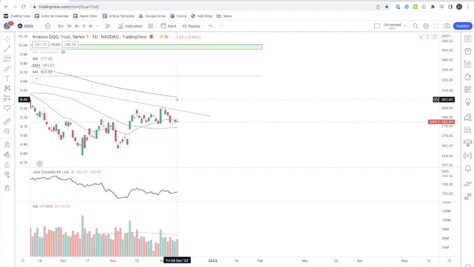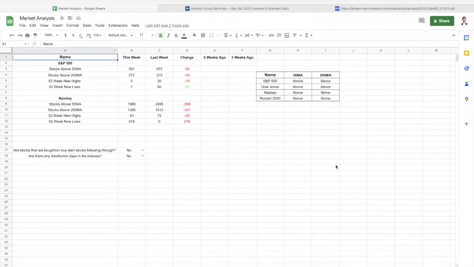So for the Nasdaq to be in a confirmed uptrend, we want to ideally see the Nasdaq being above the 200-day moving average. So that's for the price action of the general market. Now let's take a look at other indicators. So over here, we take a look at both the S&P 500 and the Nasdaq. So we are comparing the numbers of the S&P 500 and the Nasdaq from 2 weeks ago against last week.